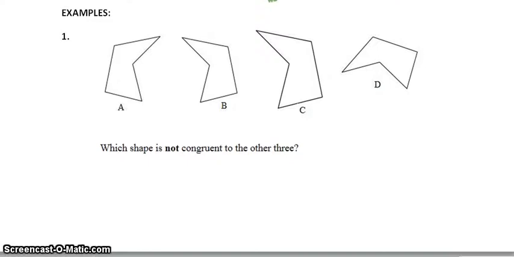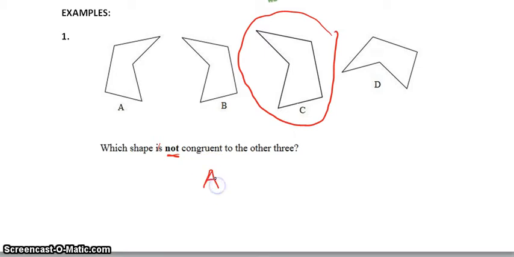Let's have a look at some example questions together. This question says, which shape is not congruent to the other three? Which one is not congruent? Well, to me, these two look congruent, as does that. This one looks a lot bigger, so I'm going to select C as not being congruent. So if I was going to write a statement, I could write that A is congruent to B, which is congruent to C. Oh, sorry, D. C is the one I said that's not congruent.